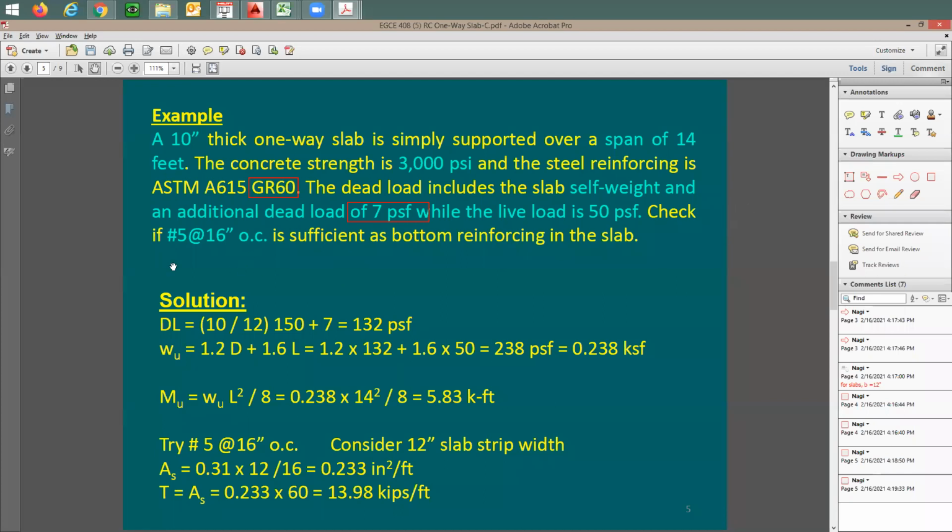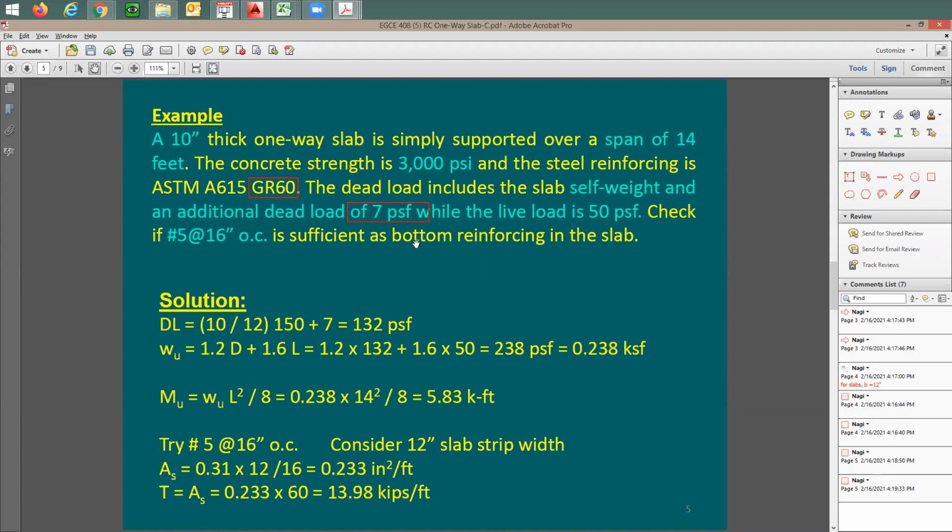This is why we say here, check if number 5 at 16-inch on center is sufficient as bottom reinforcing. So why bottom? Because I'm going to have here positive moment. Now I have two components. I have demand, which means how much I want this slab to support, and then I have the capacity, which means the capacity of the slab itself.